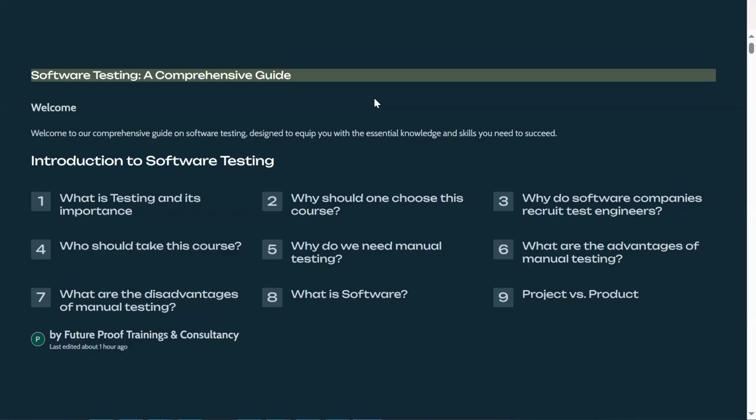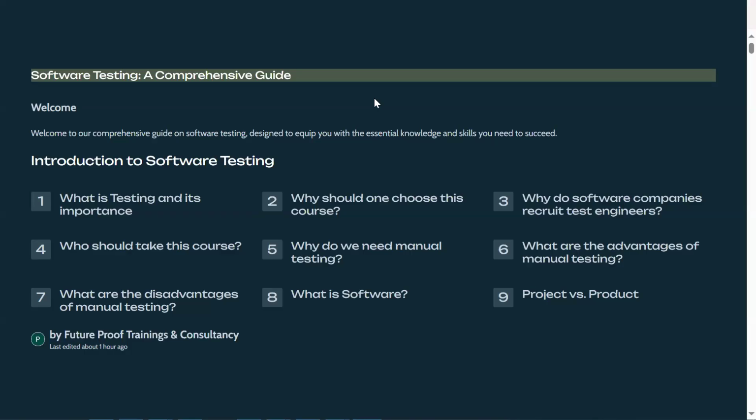Because if you look at some software companies, they are especially into Java development, there might be into Pegasystems, or there might be into SAP, there might be into Oracle. So there are multiple technologies, but the testers are required for every organization. Okay, so why do software companies hire test engineers?